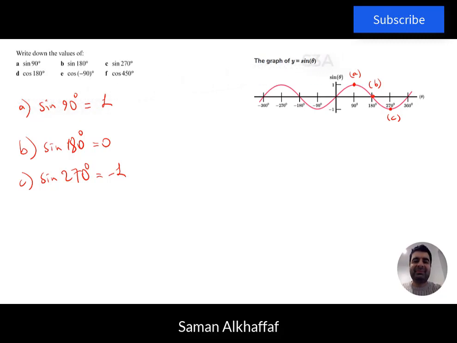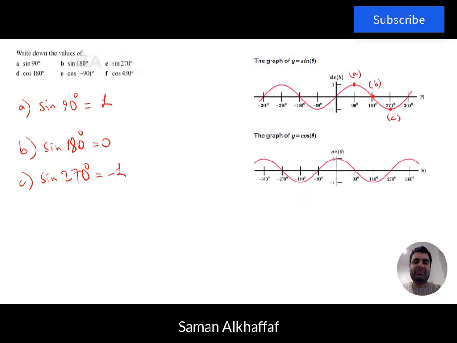Now we look at the graph of cosine, and we can see it starts from 1 and crosses across each 90 degrees. So we look at part D. We have cosine of 180 degrees. So 180 degrees tells us that it crosses at this location here. So that tells us the cosine of 180 is -1. So that will be part D.